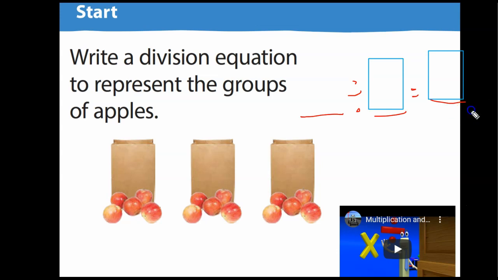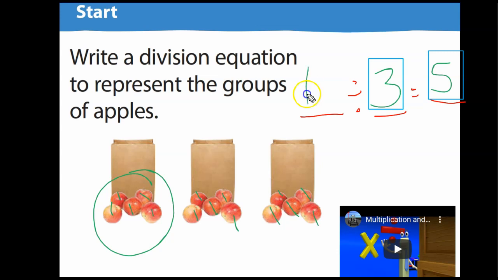Okay, well, I'm going to start with the numbers that I know. How many bags do you see? Three, right? How many apples are right here? Five. Oh, wait a minute. Five. So there's 1, 2, 3, 4, 5, 6, 7, 8, 9, 10, 11, 12, 13, 14, 15. Huh. So what's my last space that I need to fill in? 15. 15 divided by 3 is 5 because 5 times 3 is 15, right?